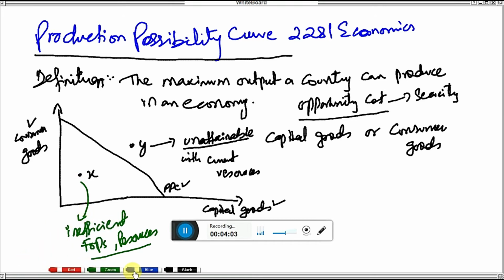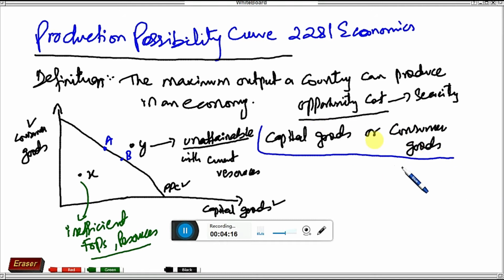The efficient point in all of this is producing on the line, either on point A or point B. There could be several points on that. Let's come back again to the same discussion of capital or consumer goods. Why do we have to choose in between? Because we have opportunity cost, we have scarcity.